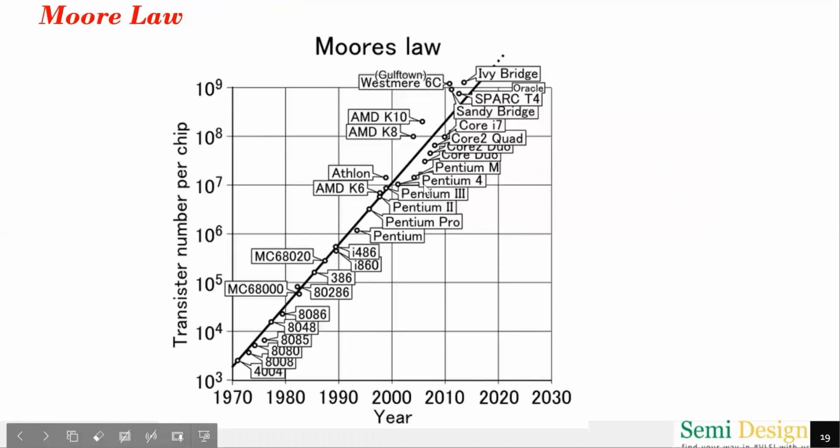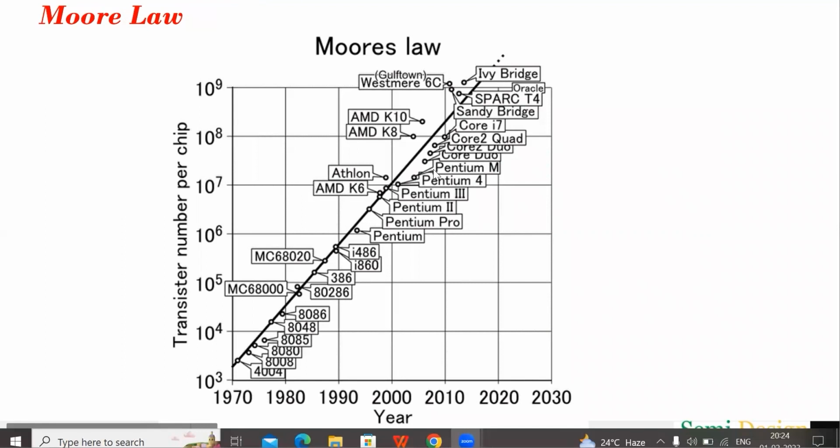Okay, what is meant by Moore's law? Can anyone tell who Moore is? The number of transistors increases for every 20 months. For every 18 months, the number of transistors will be doubled. Okay, good. So who is Moore? He is a co-founder of the Intel company.